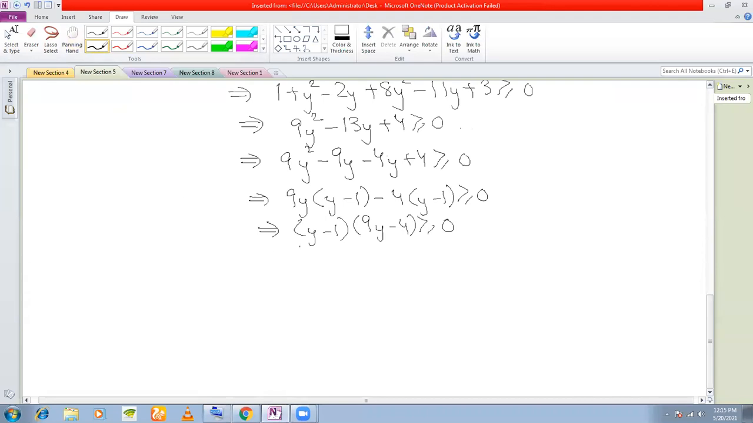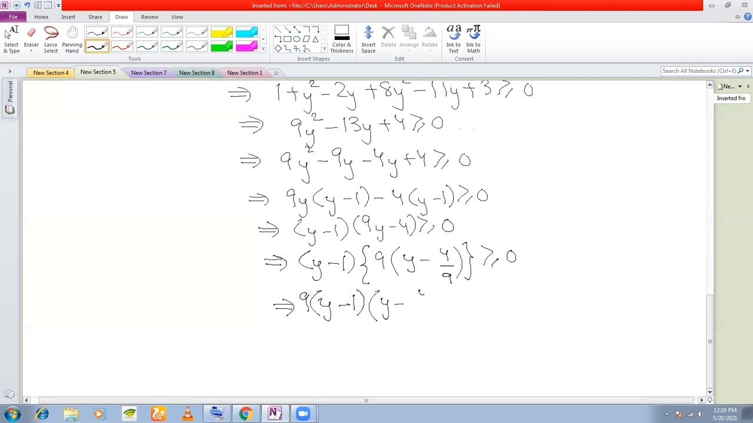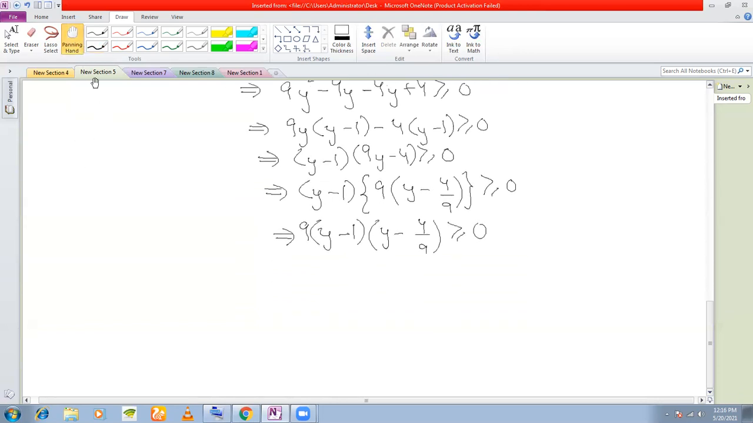Right? That means now we have to express this in x minus a into x minus b form. This is already x minus a form, so this is okay. From here, you take 9 common, you get y minus 4 by 9 greater than or equal to 0. That means 9 times y minus 1 into y minus 4 by 9 must be greater than or equal to 0. That means y minus 1 into y minus 4 by 9 must be greater than or equal to 0.